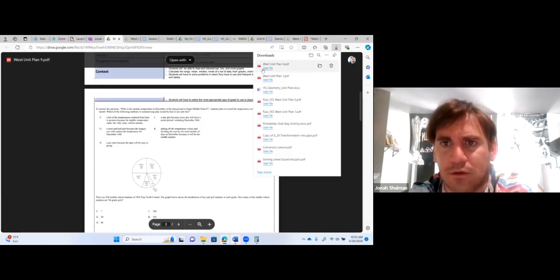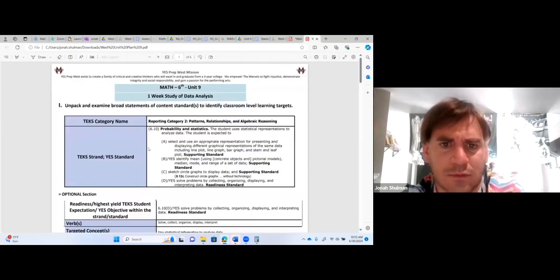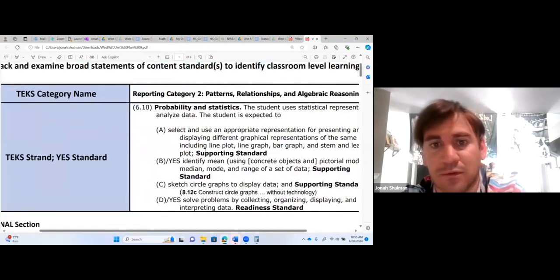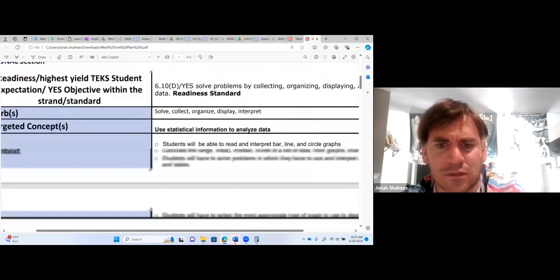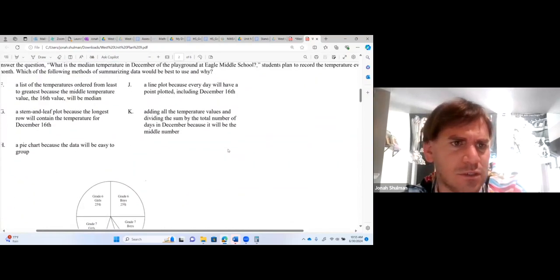All right, here we go. Here's West Unit Plan 9. Then we'll look at some other ones. So this is basically just probability and statistics, 6.10. This is the standard that they're doing for 6th graders.